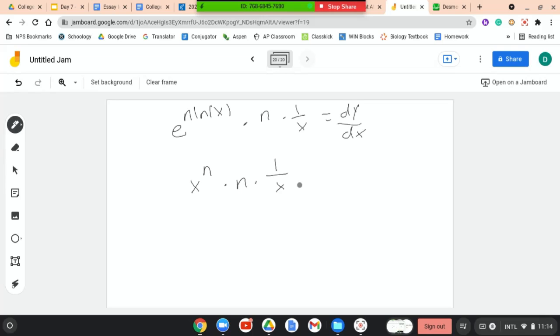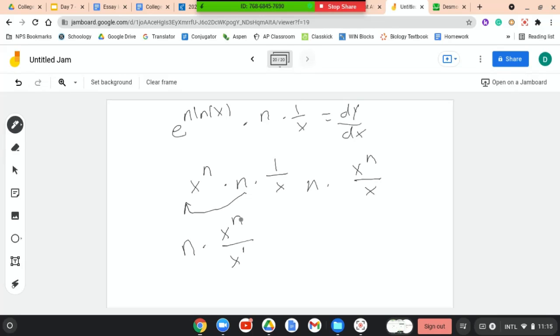Let's rearrange these, because when we have things multiplied together, it doesn't matter what order we multiply them in. So we can do n times x to the n over x to the 1. I put the n in the front, because x to the n times 1 over x is x to the n over x. I also put the 1 here because x is to the first power.